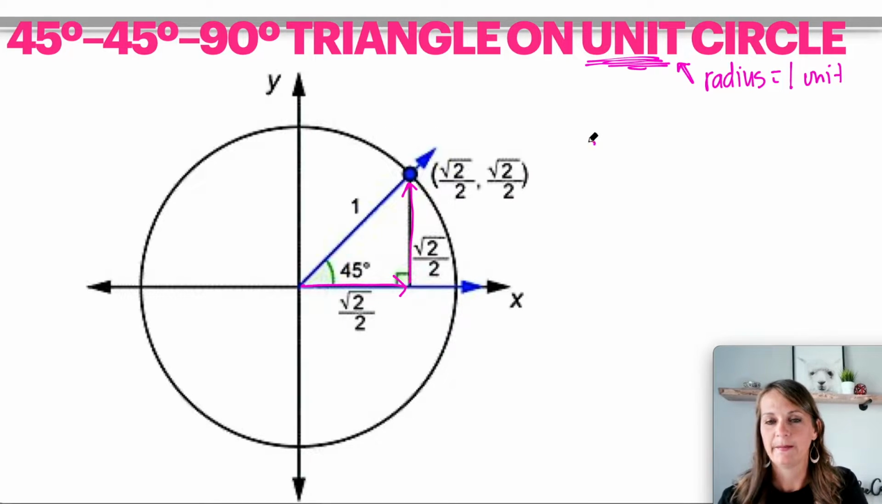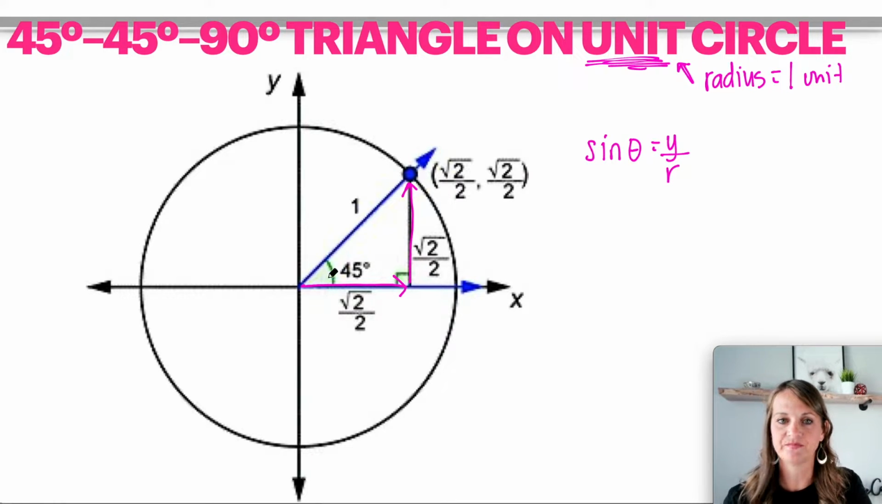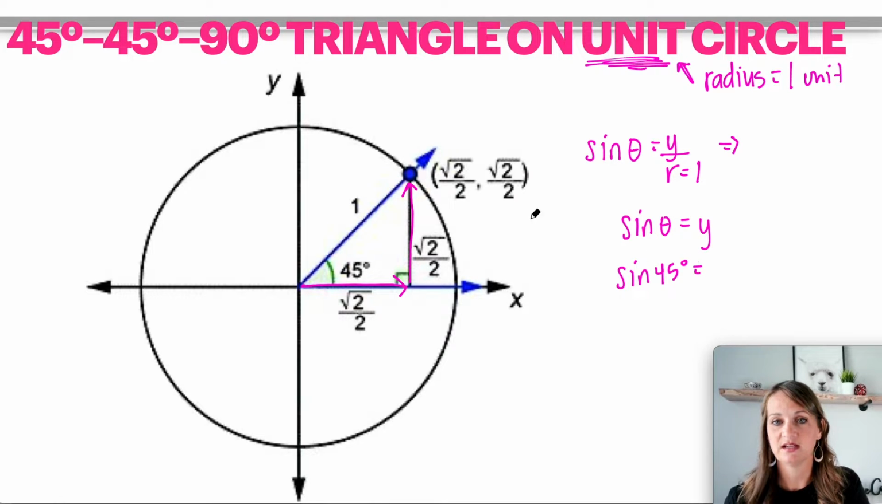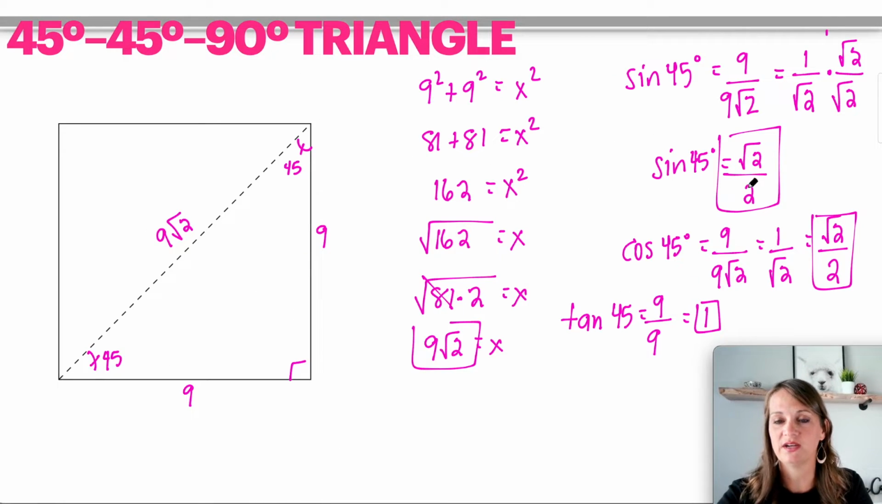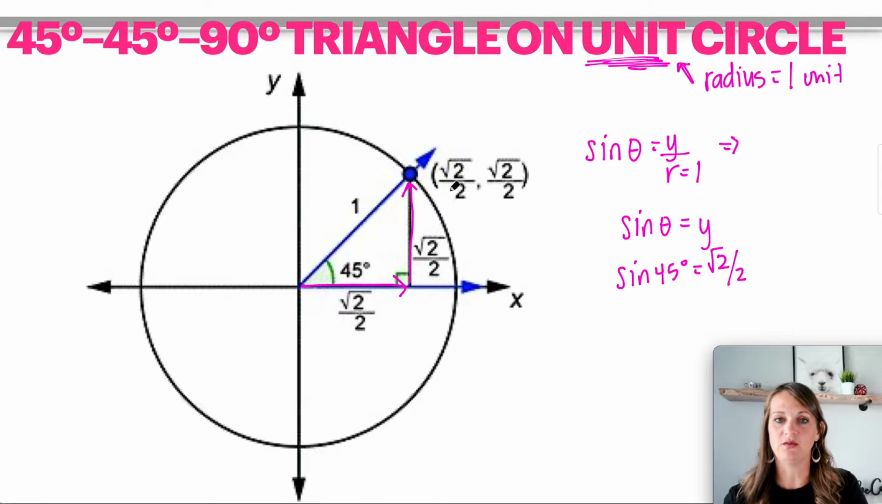Why? Because sine of an angle is y divided by r, right? You have an angle, sine is opposite over the hypotenuse. And if the hypotenuse is a unit of 1, therefore, sine of the angle is going to be whatever your y value is. So sine of 45 degrees is going to be the actual unit, just like we found out over here, square root of 2 over 2. The y value is going to be square root of 2 over 2.